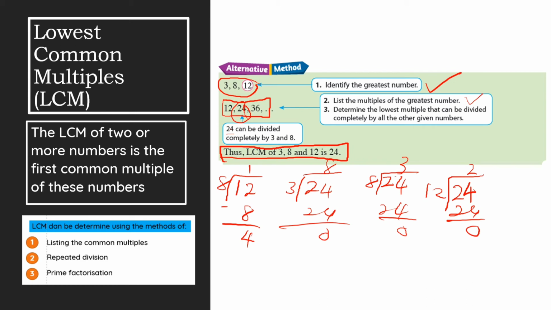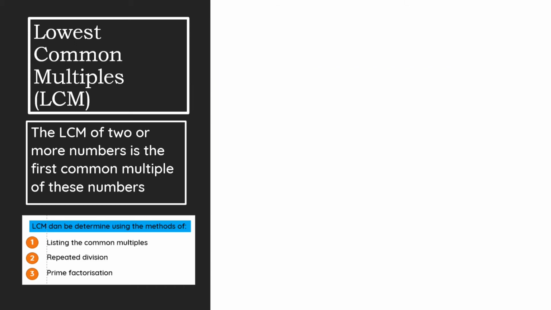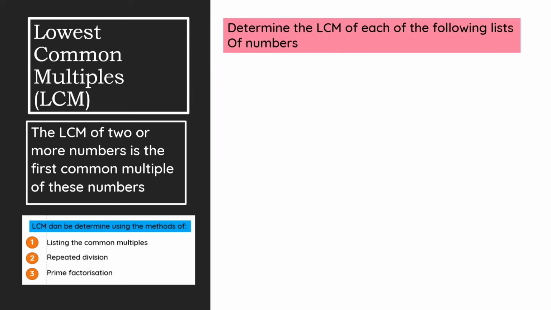Okay, this is another method. Using this method, I think you can find the answer faster. First, you need to remember to identify the greatest number. Determine the LCM of each of the following list of numbers.